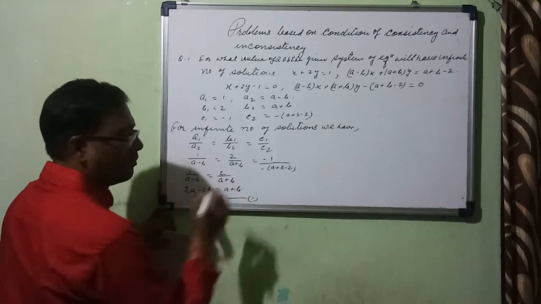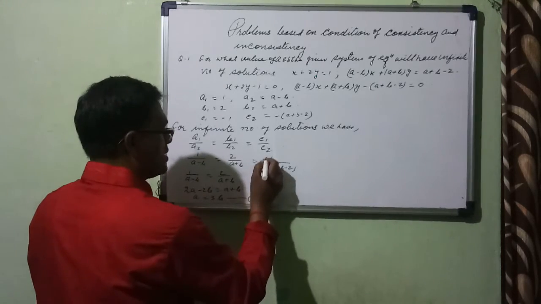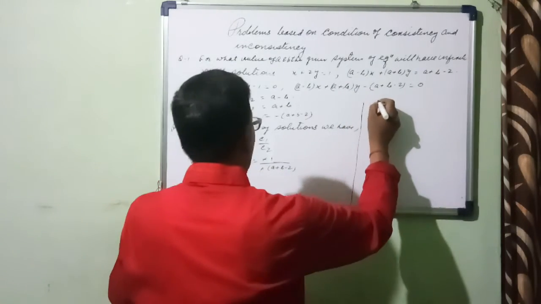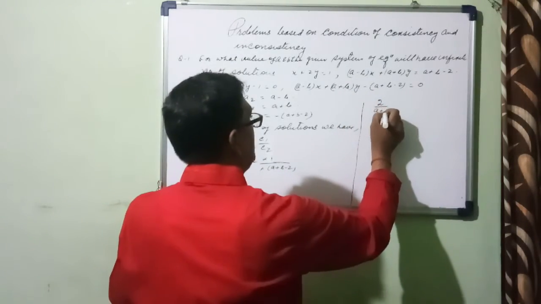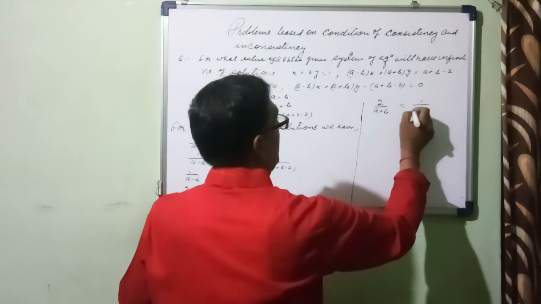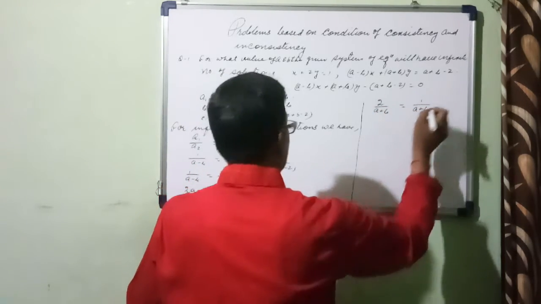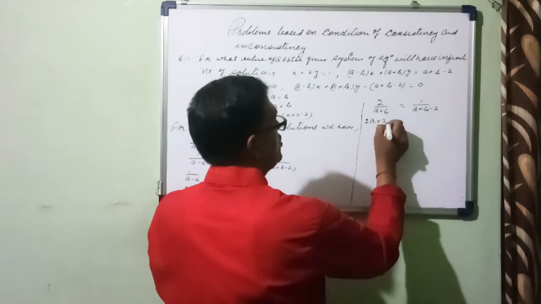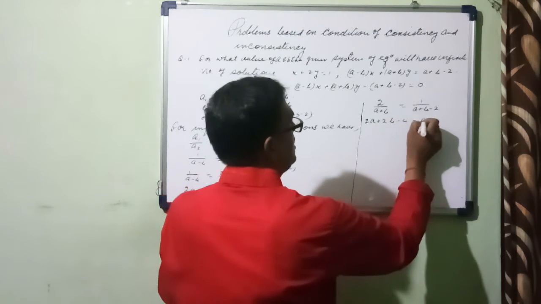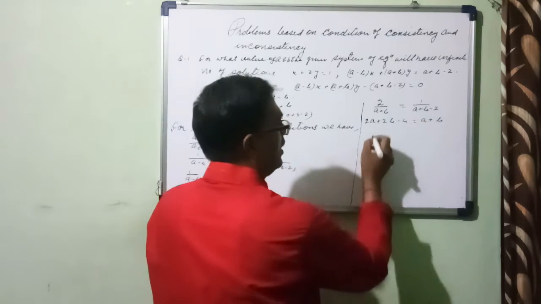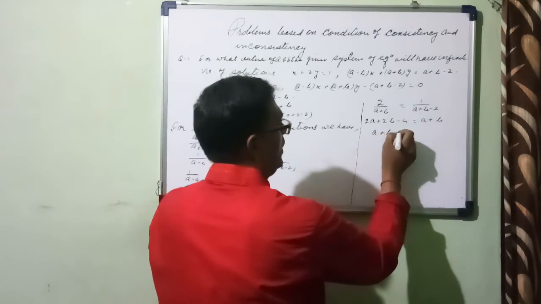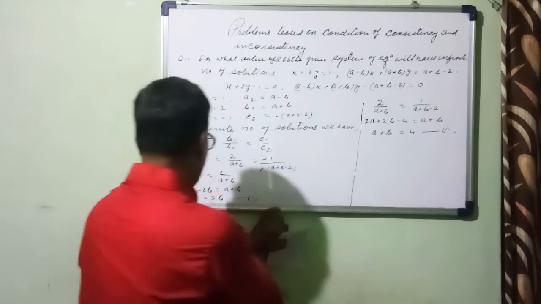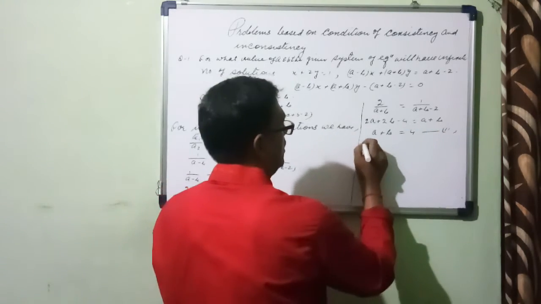Say equation number 1. And what is the second one? Second case, 2 by a plus b is equal to 1 by a plus b minus 2. Perform cross multiplication. 2a plus 2b minus 4 is equal to a plus b. So a plus b is equal to 4. This is equation 2.